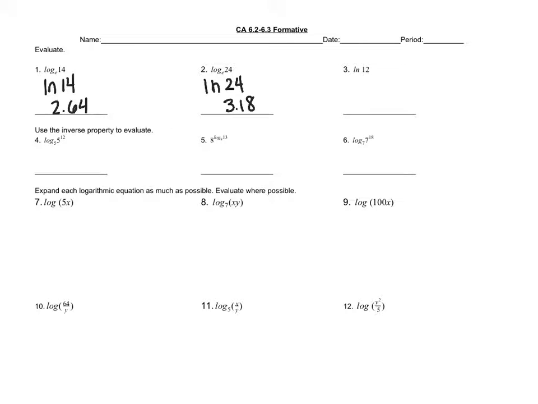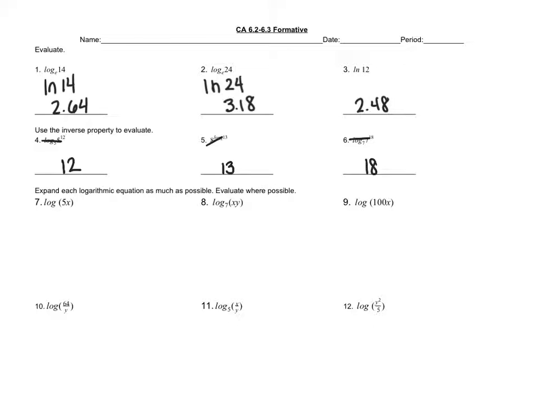ln 12 is the last one, nothing to change there. We get 2.48. Says use the inverse property. So remember that property, when your base of your log is the same as the base of the exponent, everything cancels but that 12. Same thing here, everything cancels but the 13. Same thing here, everything cancels but the 18.